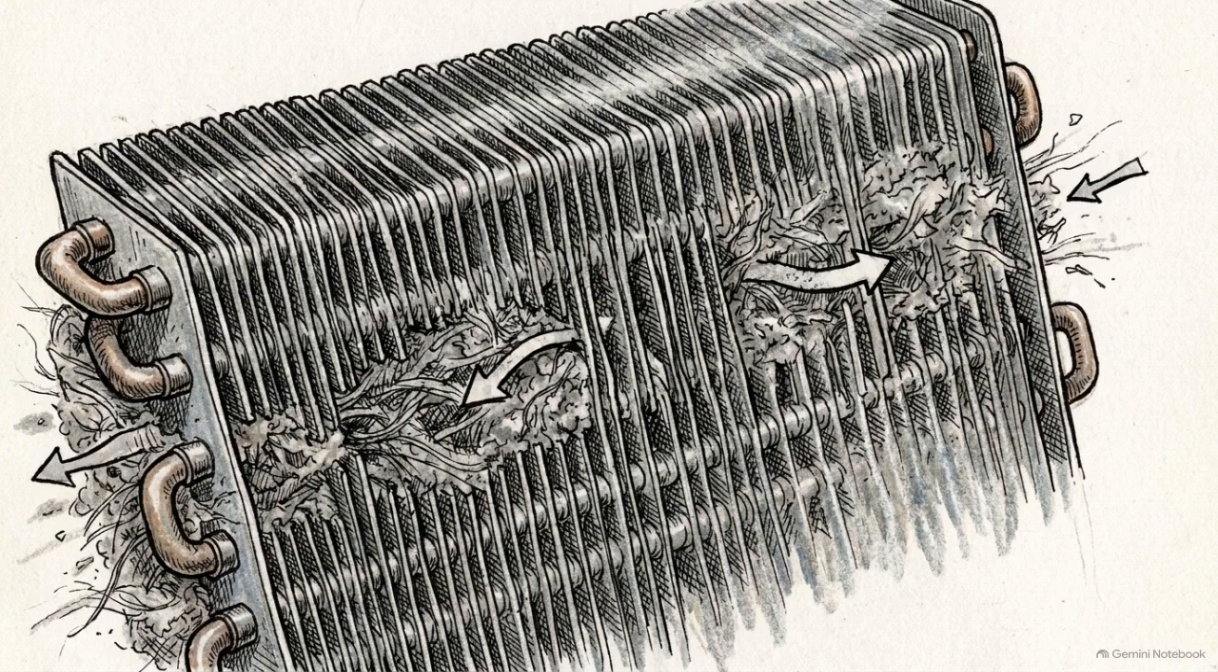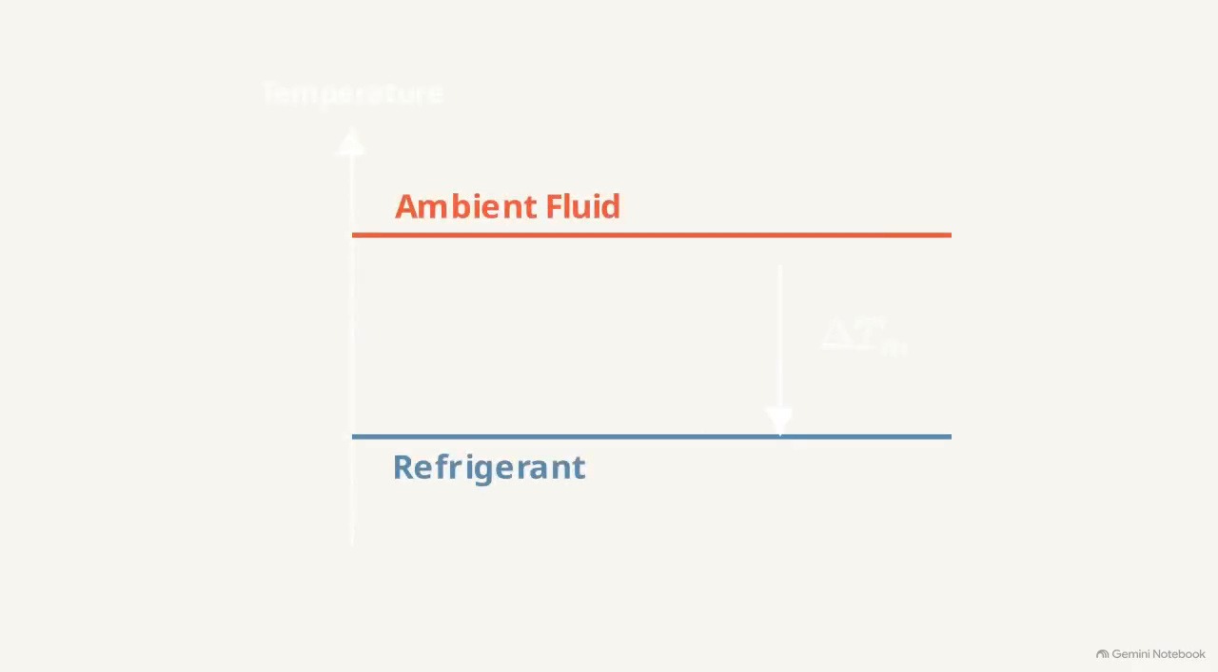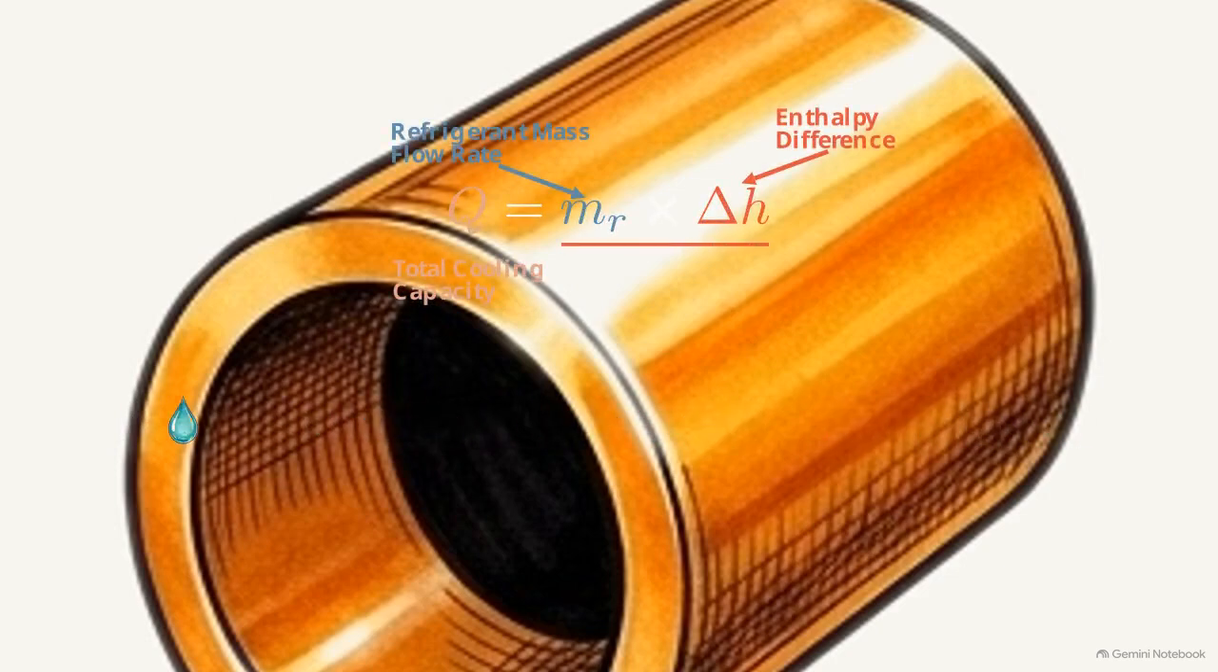But this creates a strict engineering trade-off. Spacing the fins too tightly together causes severe air pressure drops and creates traps for dust blockages. Because of this flow restriction, fin spacing is a calculated compromise based strictly on the specific application and the system's expected airflow. The final variable, delta T mean, is the mean temperature difference between the internal refrigerant and the external ambient fluid being cooled. On the internal refrigerant side, this cooling capacity can also be calculated by multiplying the fluid's mass flow rate by its enthalpy difference.